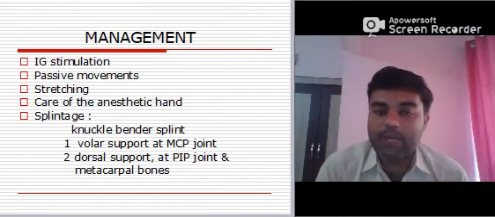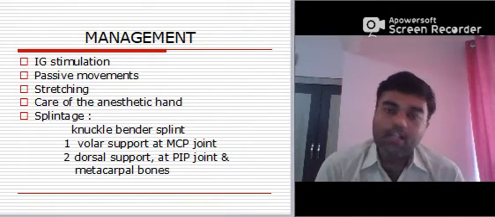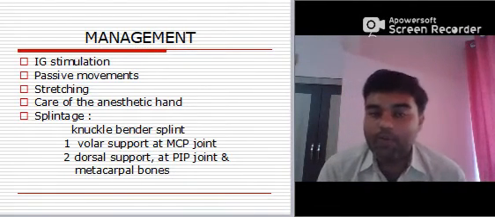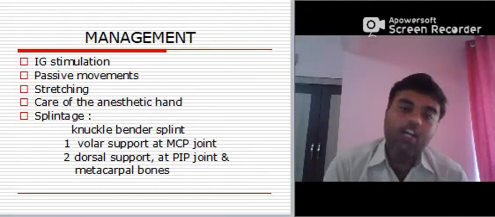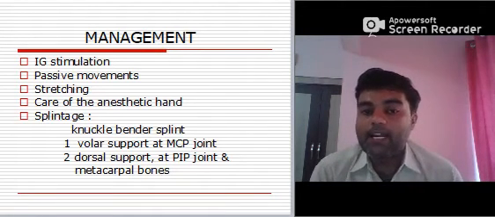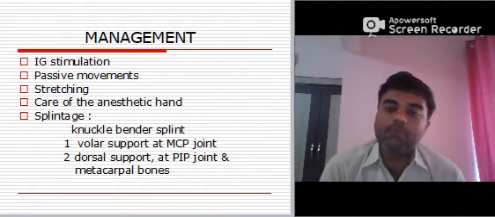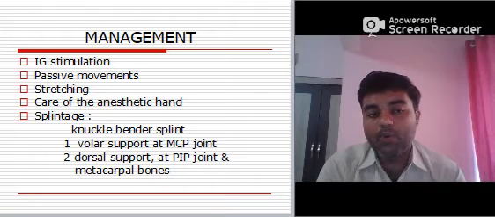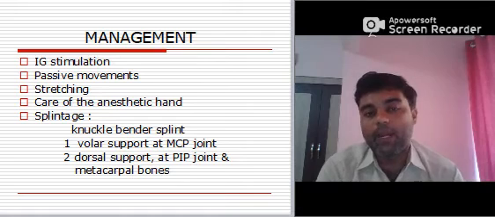Now go for management as usual. IG stimulation, passive movement to prevent muscle contracture, stretching to prevent deformity, care of the anesthetic hand, splintage, Knuckle bender splint, volar support for the MCP joint, dorsal support for the PIP joint and metacarpal bones. See, IG stimulation is very important, and one should know it very perfectly.